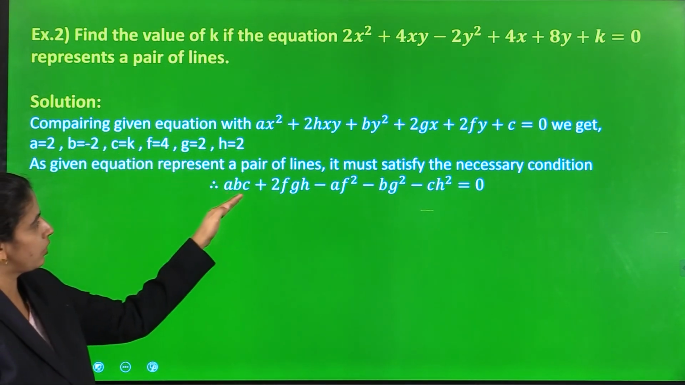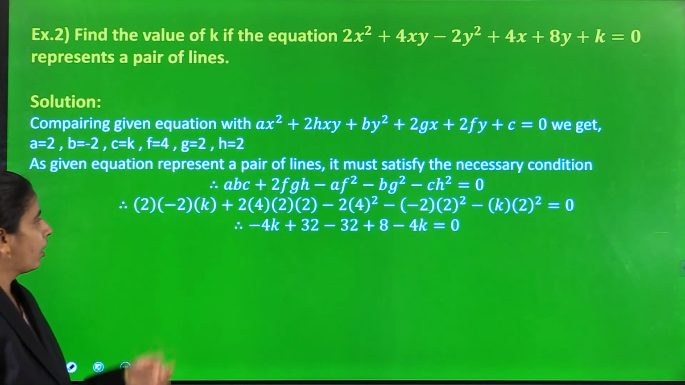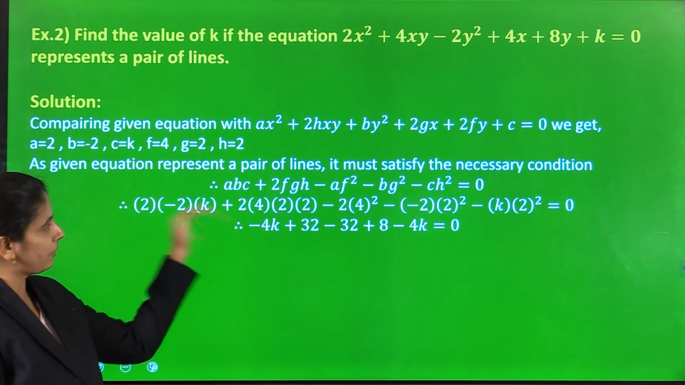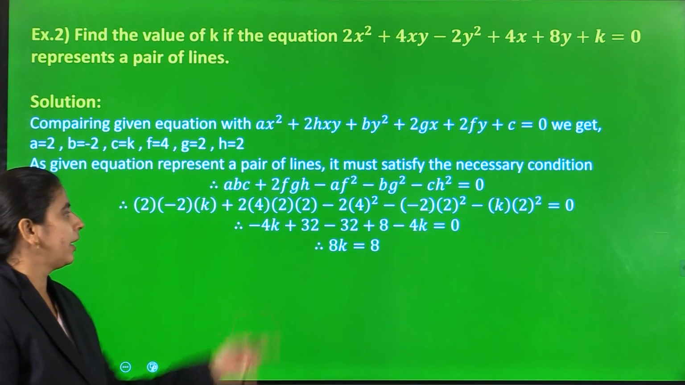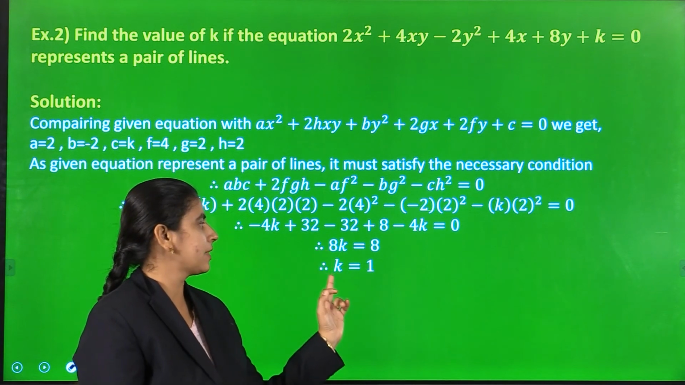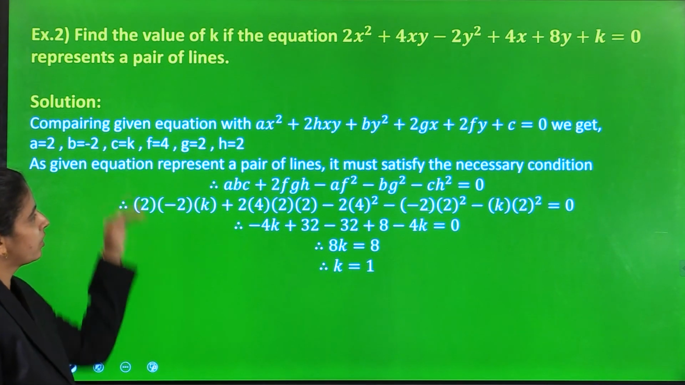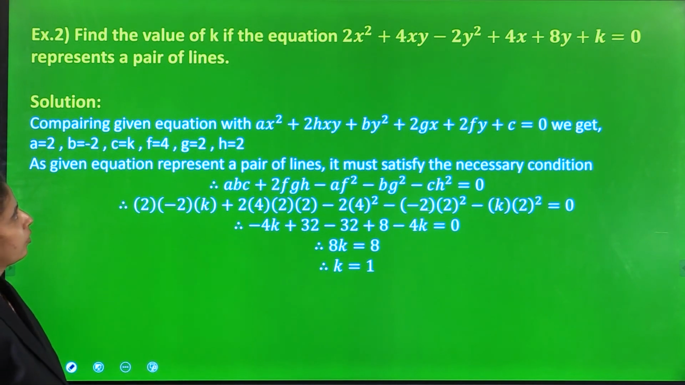Putting all the values in the necessary condition and simplifying, you will get 8k is equal to 8, so k is equal to 1. Okay, so in this way we can find the value of the constant k.